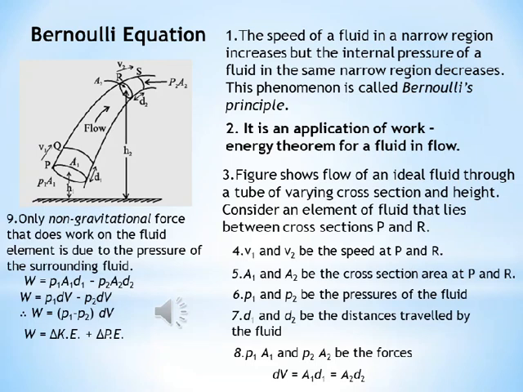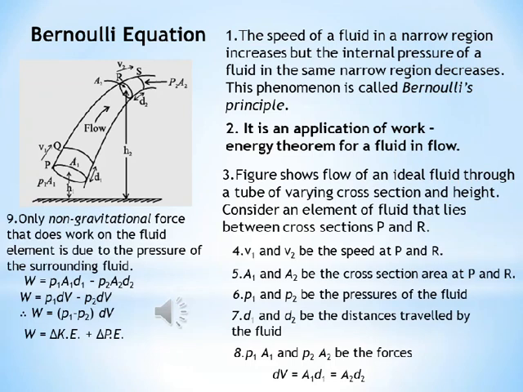Scientist Bernoulli did the experiment and he proved that the speed of fluid in a narrow region increases, but the internal pressure of the fluid in the same region decreases. The pressure will decrease at the narrower and it will increase at the wider. So let's see how it is proved. And the most important concept in this that we are going to study is the law of the work energy theorem.